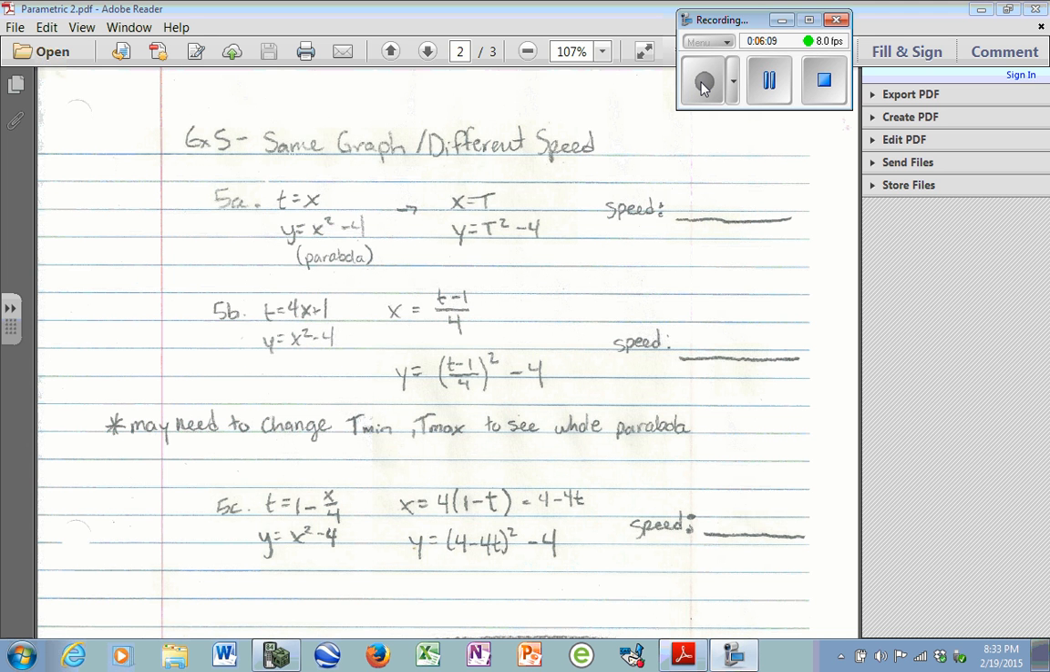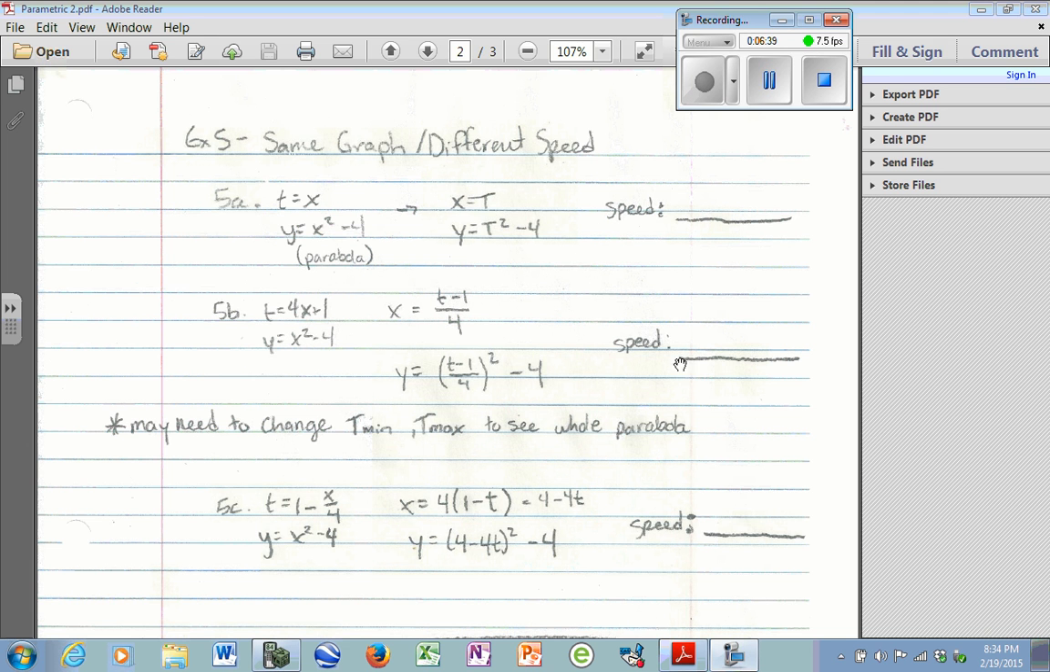Now, moving on to example 5. They tell us in the book that from example 1, they actually showed the same exact parabola, but with 2 or 3 different instructions to do it. Some of them happened faster, and some happened slower. You see over here on my notes, I'm going to do 5A, 5B, and 5C from example 5. And I want you to write down in your notes speed: slow, medium, fast.